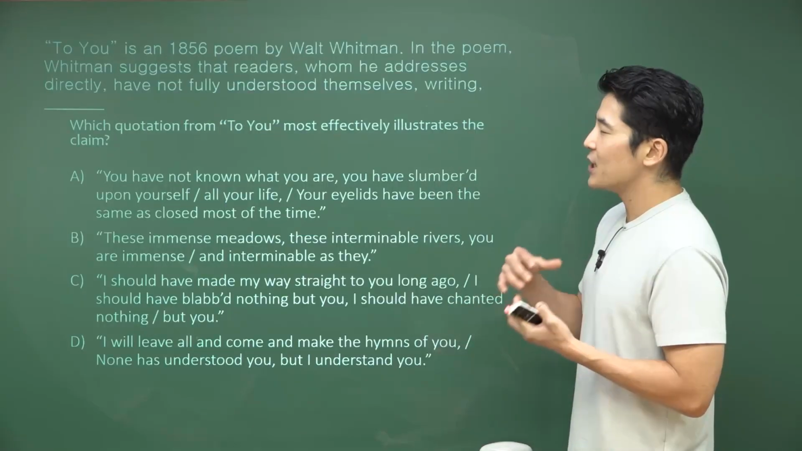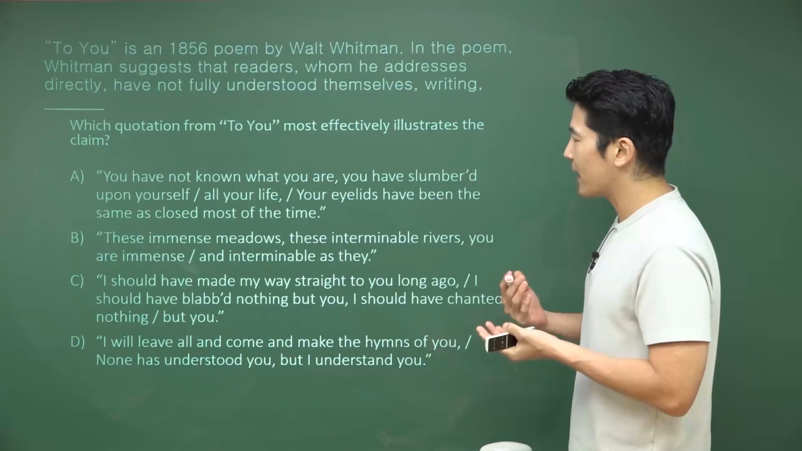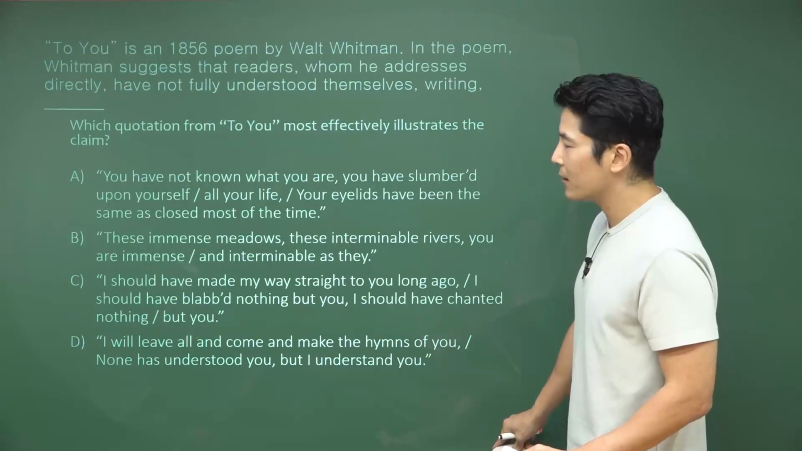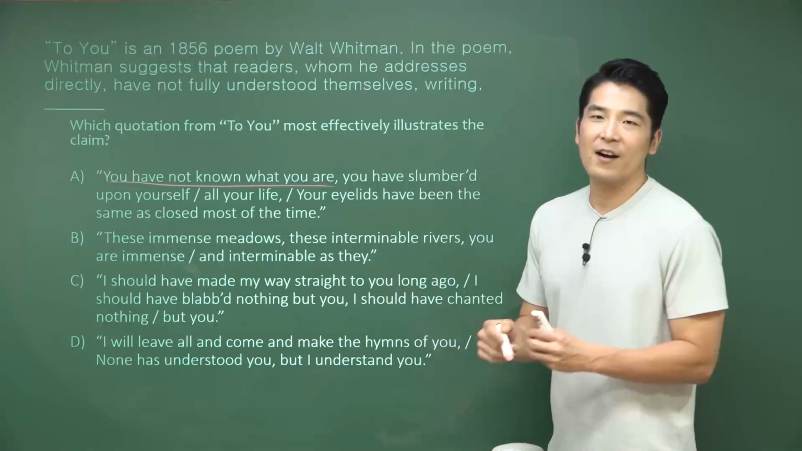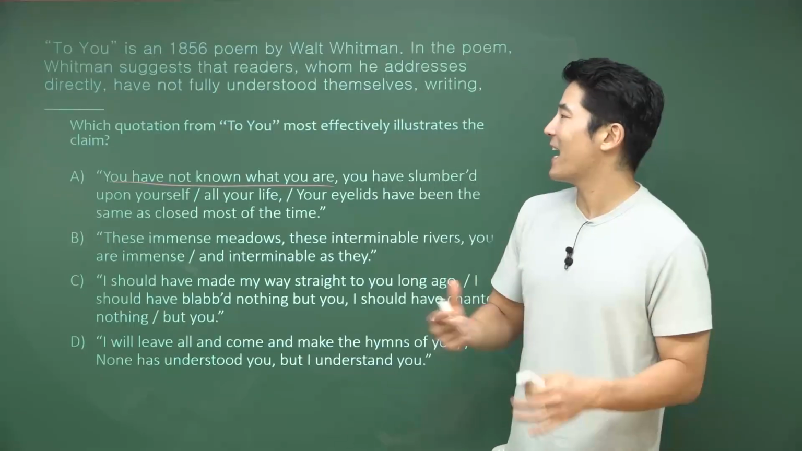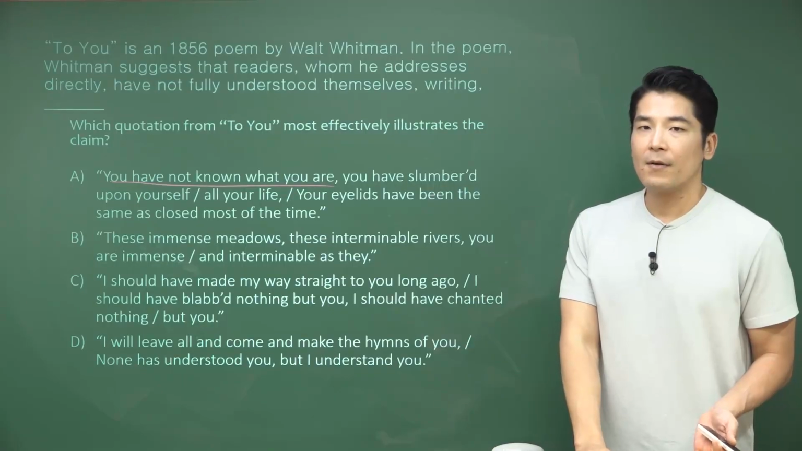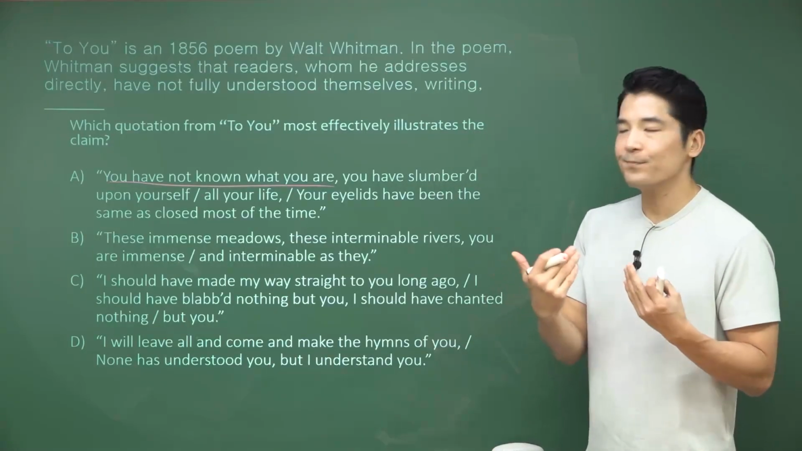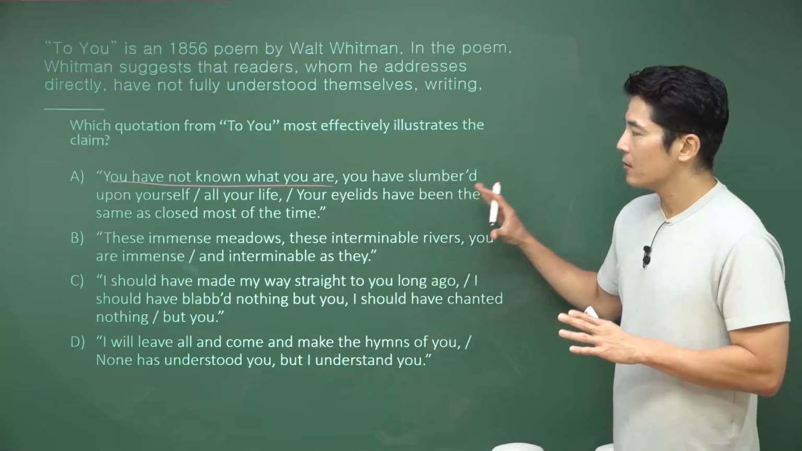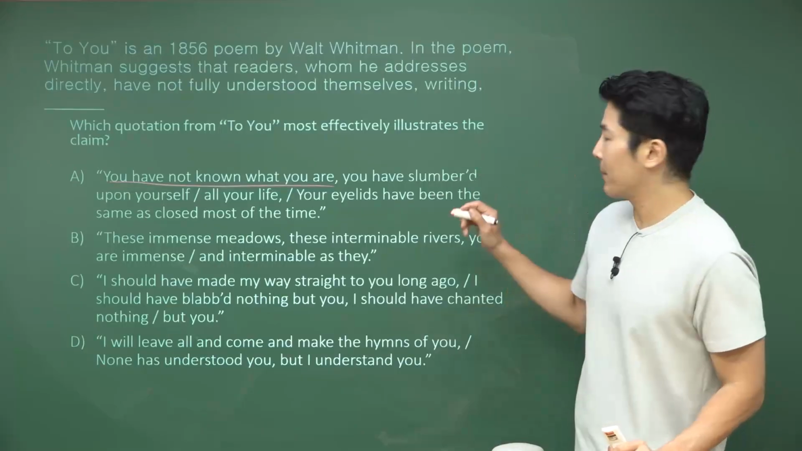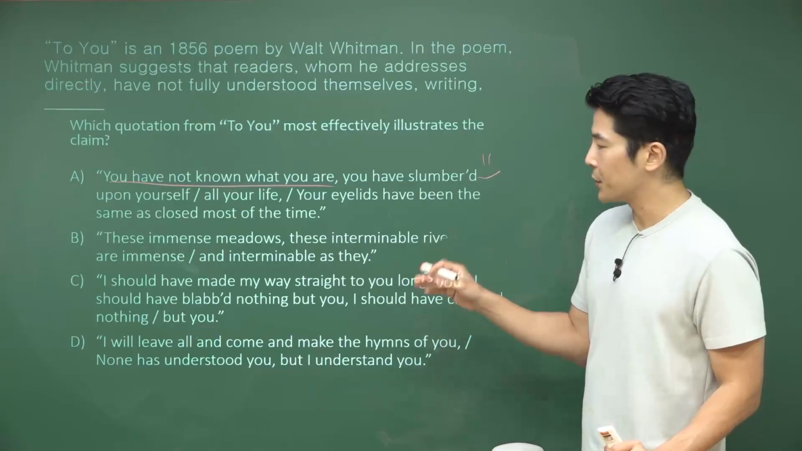So A says, "You have not known what you are. You have slumbered upon yourself all your life. Your eyelids have been the same as closed most of the time." So this part here, you have not known what you are, seems like it's the same shade as the claim, readers have not fully understood themselves. It seems to be directly related. So I want to keep this one. In my mind, I'm kind of liking this guy. Doesn't mean I'm going to pick it, but I'm not going to cross it out for sure.